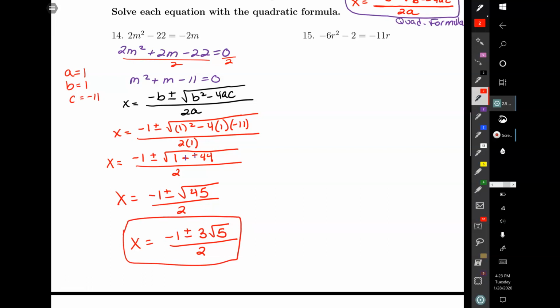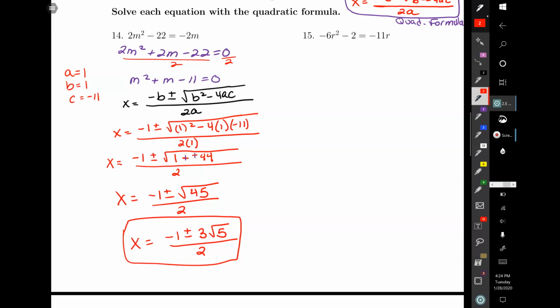So number 15 is negative 6r minus 2 equals negative 11r. So see if we can figure that one out. I don't think we can really streamline that anymore by factoring out or dividing through by the greatest common factor of all 3 things. So just go ahead and set it equal to 0, figure out what your A, B, and C are, plug it into the formula, and crunch the numbers.